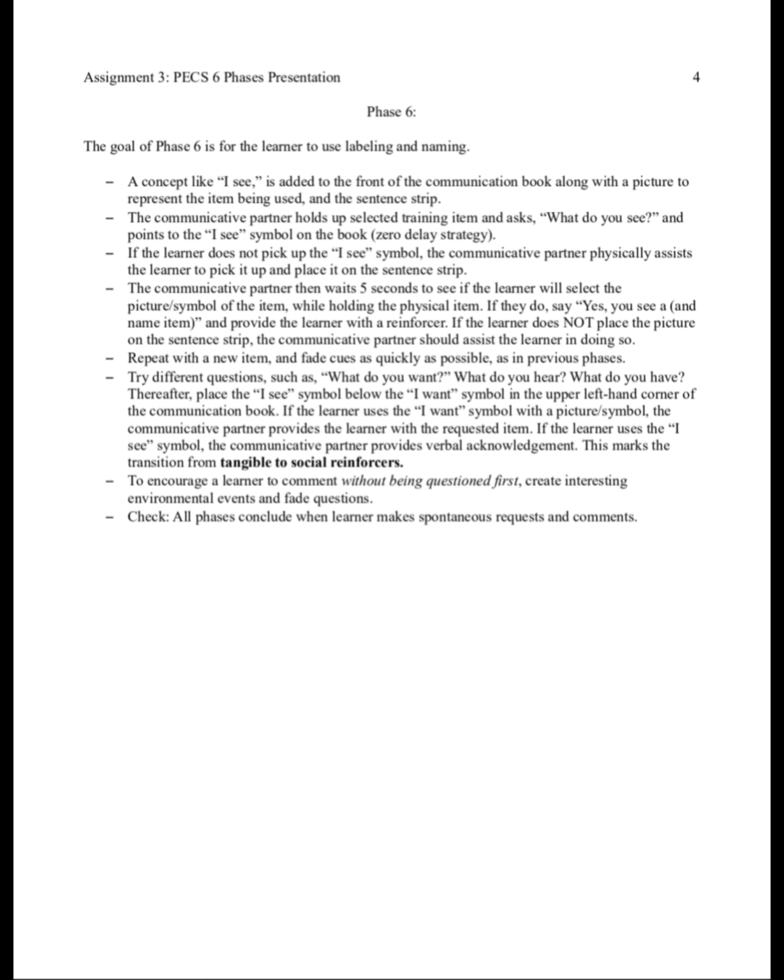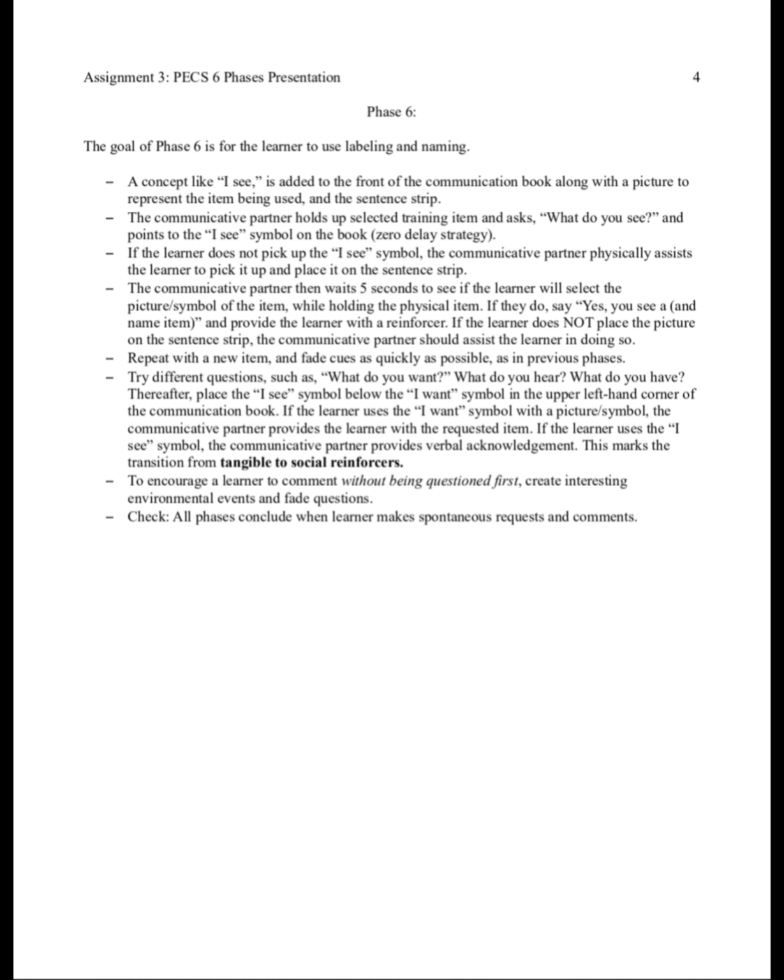The communicative partner holds up the selected training item and asks, "What do you see?" and points to the "I see" symbol in the book with a zero delay strategy. If the learner does not pick up the "I see" symbol, the communicative partner physically assists the learner to pick it up and place it on the sentence strip. The communicative partner then waits 5 seconds to see if the learner will select the picture or symbol of the item while holding the physical item.